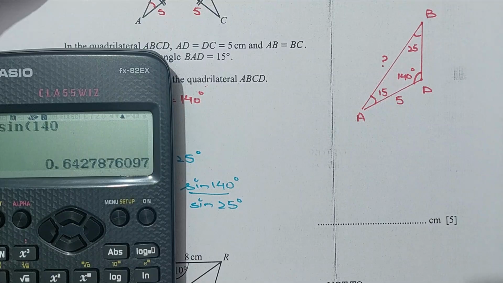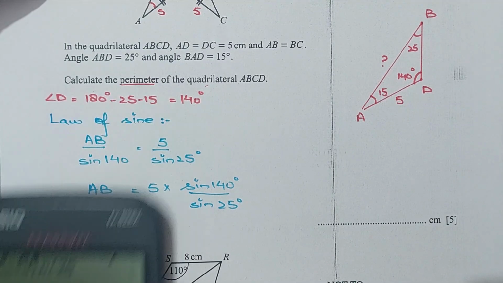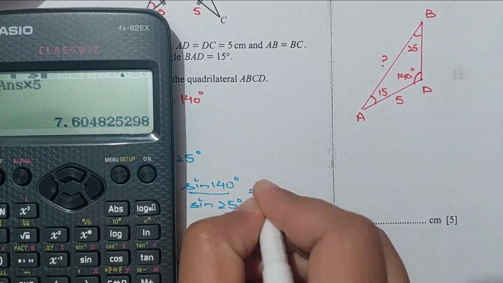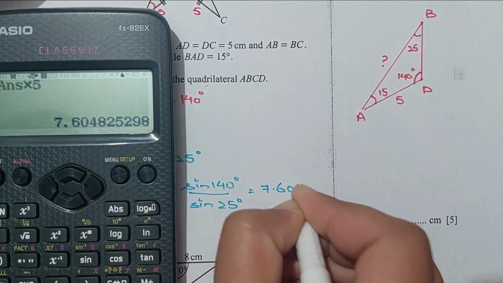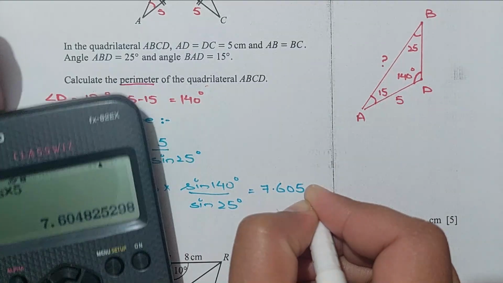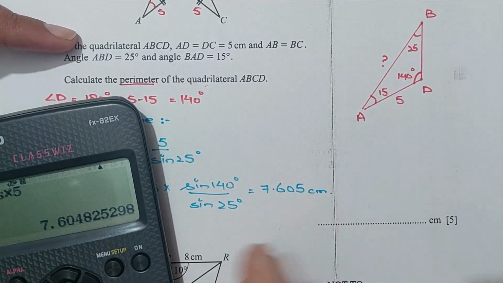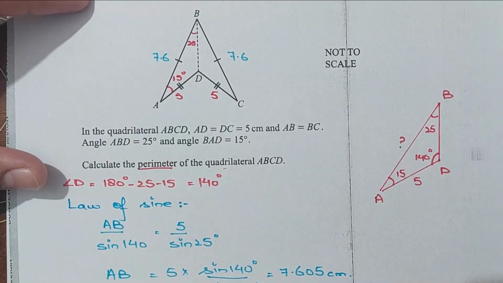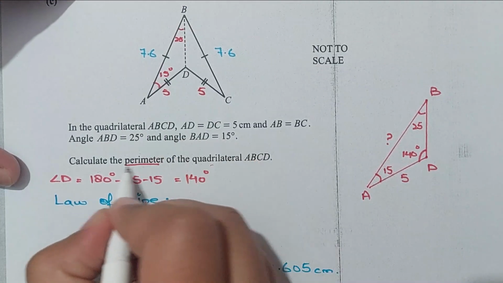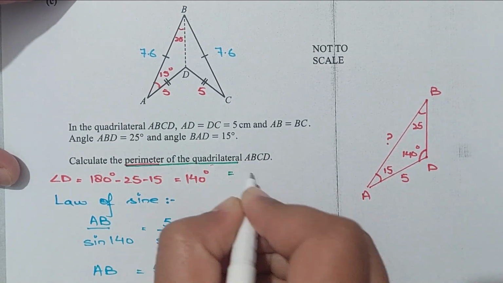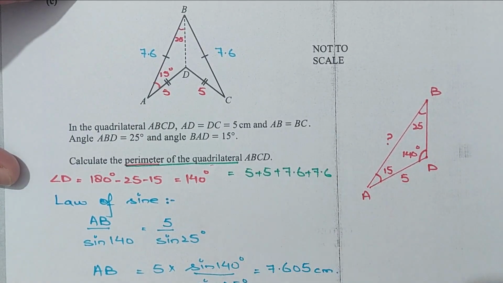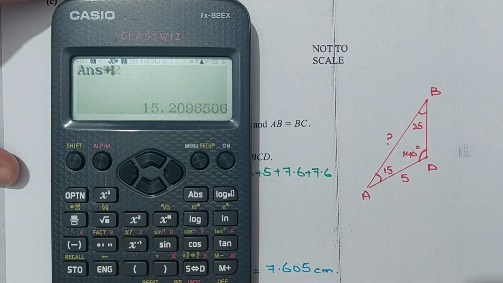Sine 140 divided by sine 25, multiplied by 5, is 7.605 centimeters. So 7.6 is this length, AB. This length is also 7.6. Let's find out the perimeter. So the perimeter of this quadrilateral is the sum of all sides, which is 5 plus 5 plus 7.6 plus 7.6. Okay, 7.6 times 2 plus 5 plus 5 is 10, that is 25.21.